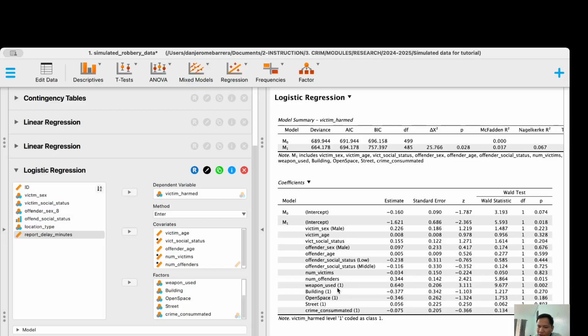And weapon use is also statistically associated with victim harm. The relationship is positive, which means that if there is a weapon, the victim is likely harmed, either wounded or killed. So those are the interpretations for logistic regression, and earlier we discussed multiple linear regression. Thank you very much.